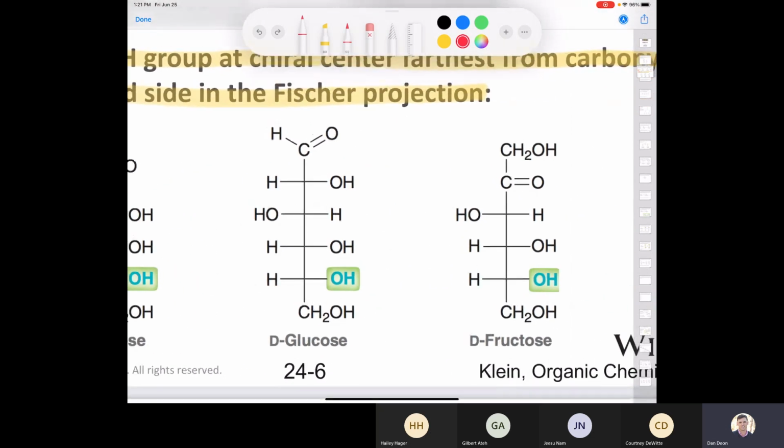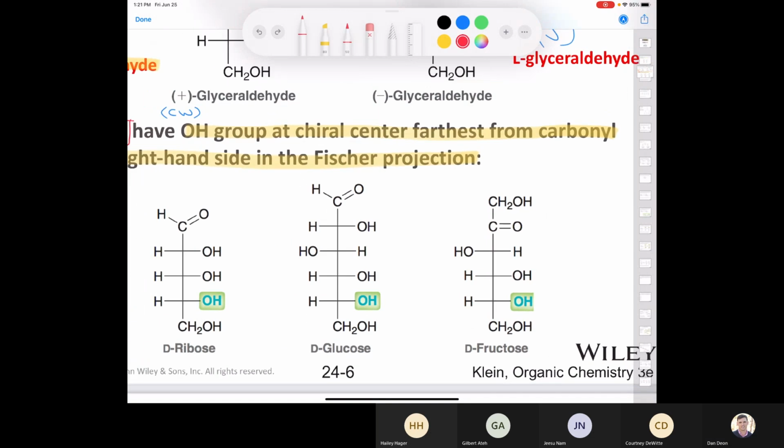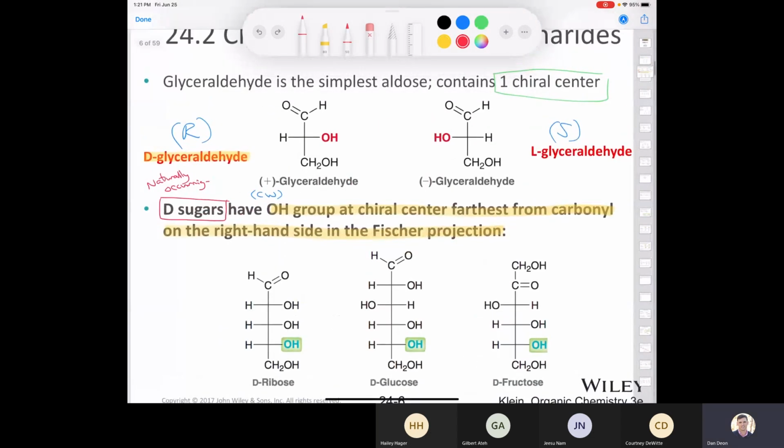If you look at D-glucose and D-fructose, these two Fischer projections that are drawn, again, the hydroxyl that's on the chiral center furthest away from the carbonyl, whether it's an aldose or a ketose, since they're on the right-hand side, these are D sugars. Now, if that isn't enough for you, I have more.